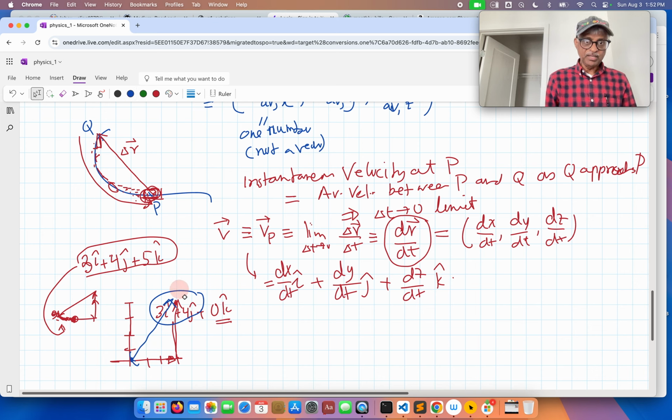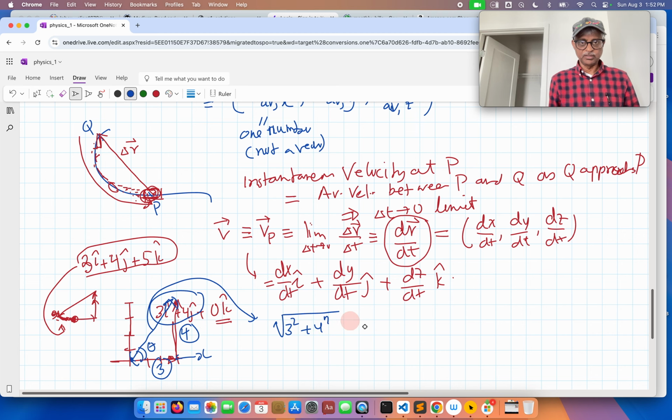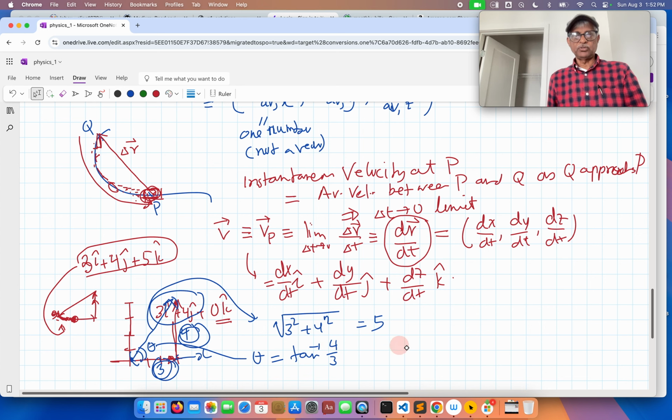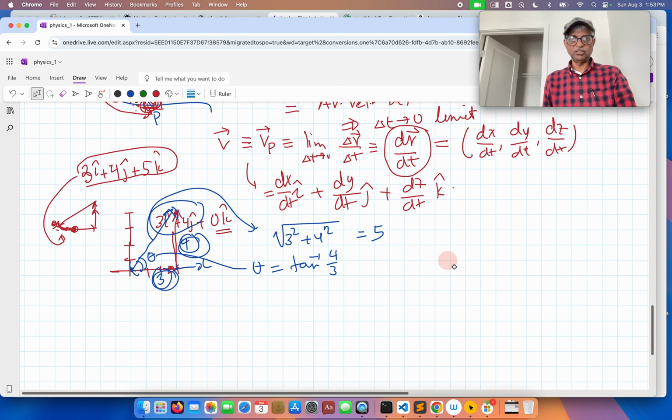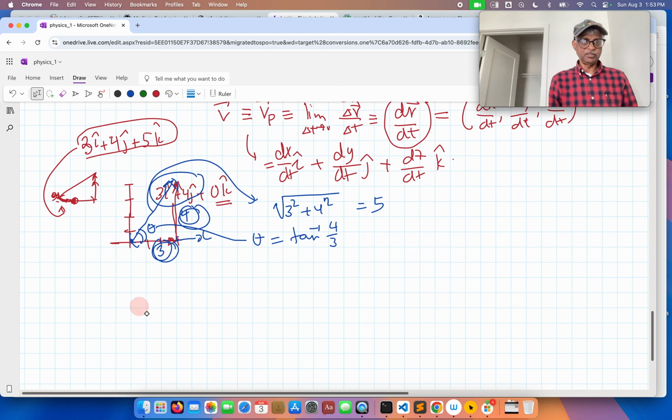So you can say how big is this? This was 4 and this is 3, and you can also define the angle with respect to, say, the x-axis, call it theta. So this will be the magnitude: the square root of 3 squared plus 4 squared, which is equal to 5 in this case. And this angle theta will be the arctangent of 4/3. Many of the problems will not be 3-dimensional, they're going to be 2-dimensional.